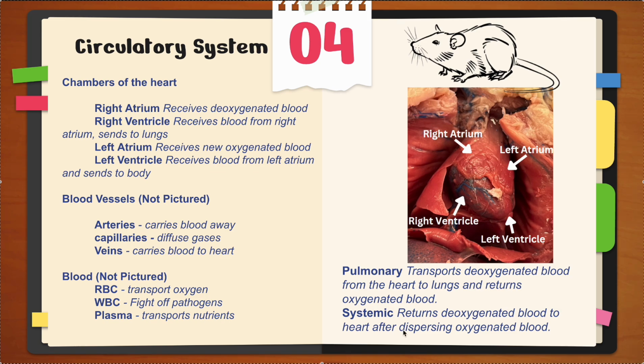Another way of putting this is through pulmonary circulation, which moves the deoxygenated blood from the heart to the lungs and then returns the oxygenated blood. Another way is the systemic circulation, which delivers oxygenated blood to the body and returns deoxygenated blood to the heart.